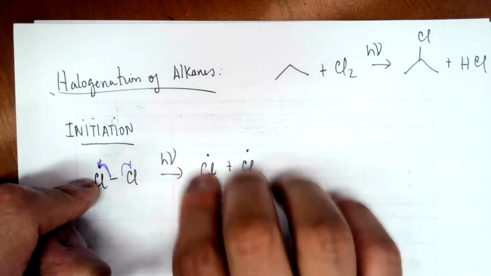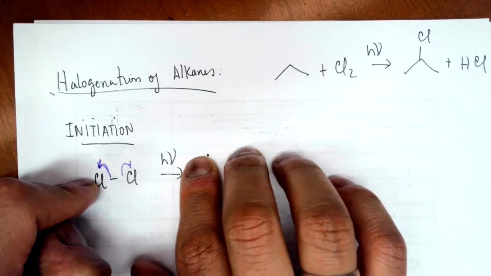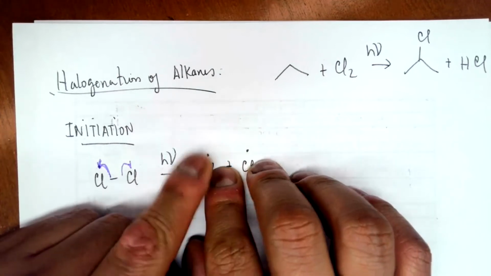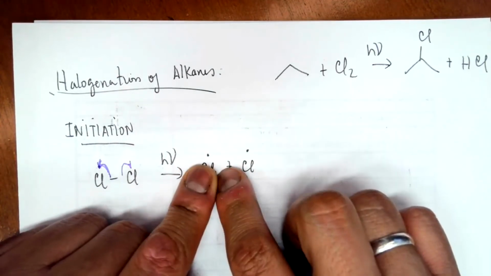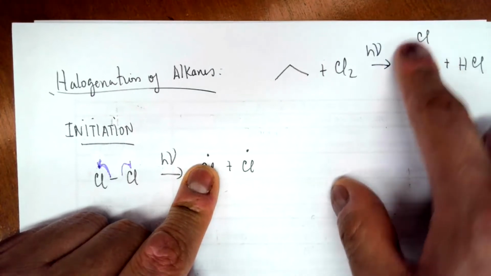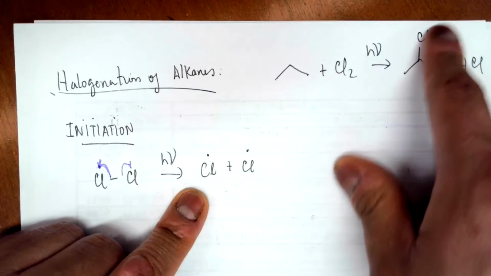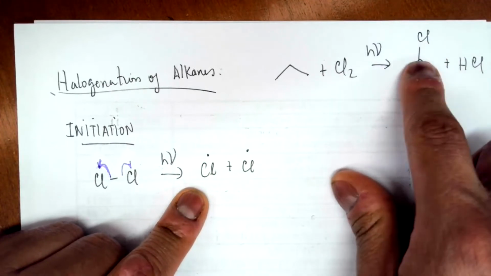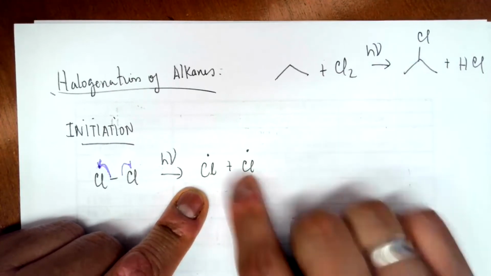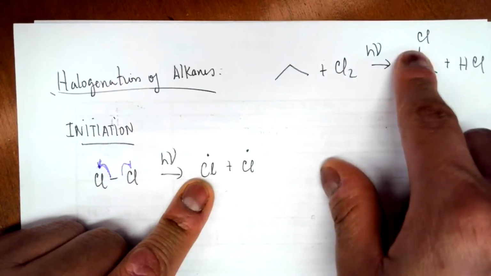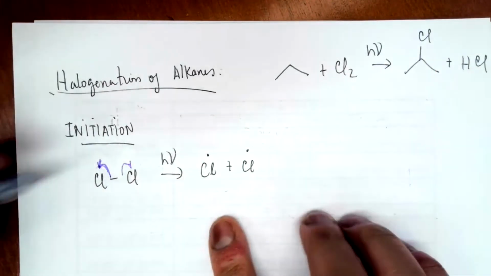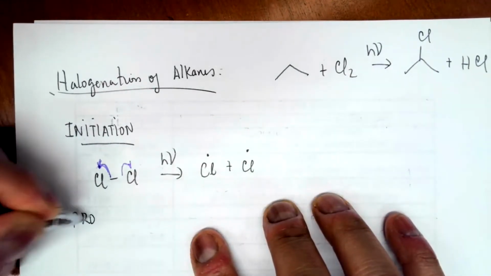What if you produce something else, say an OH radical? Should I continue? Yes, you should continue. Why? Because I don't see OH in the product. So maybe make OH react with something else so you can create either the Cl or the alkyl radical. In this case, I created the Cl, and the Cl is in my final product. So then comes propagation.